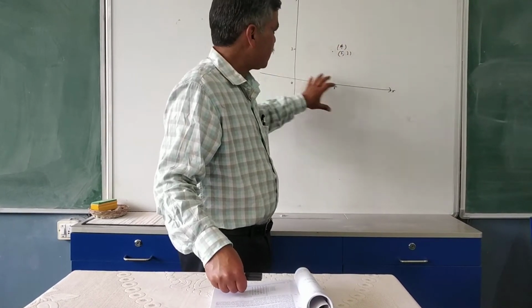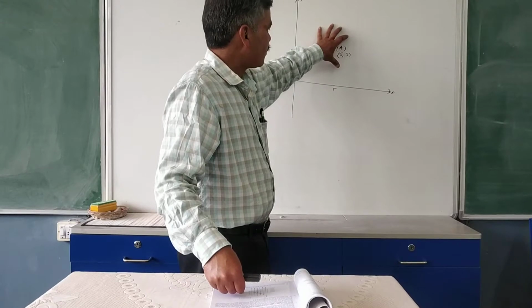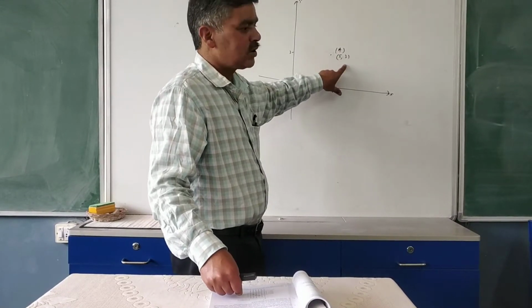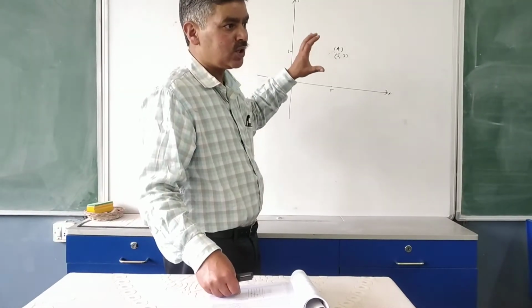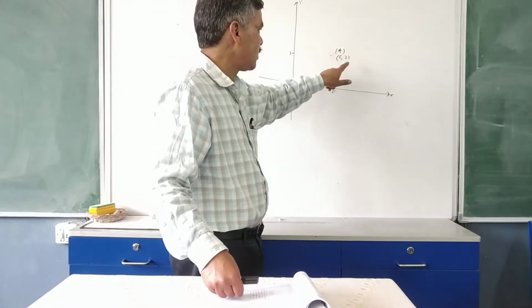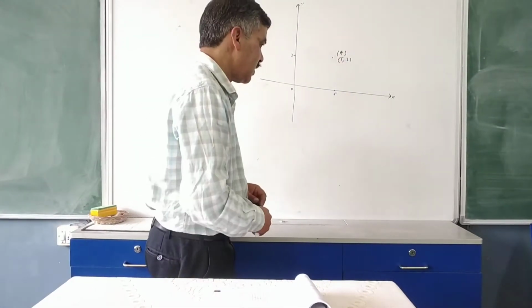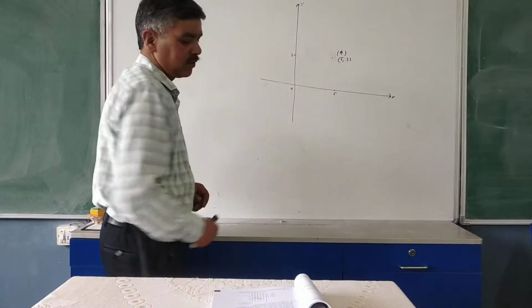If I speak from the point of view of the location of different points in the quadrant, 5 and 3 will be only and only unique. No other point can have this value, the x coordinate 5 and y coordinate 3. I hope you understand that. So that's all about your first question.